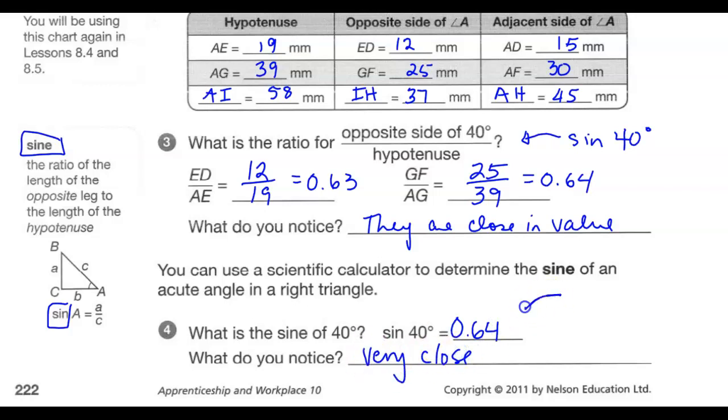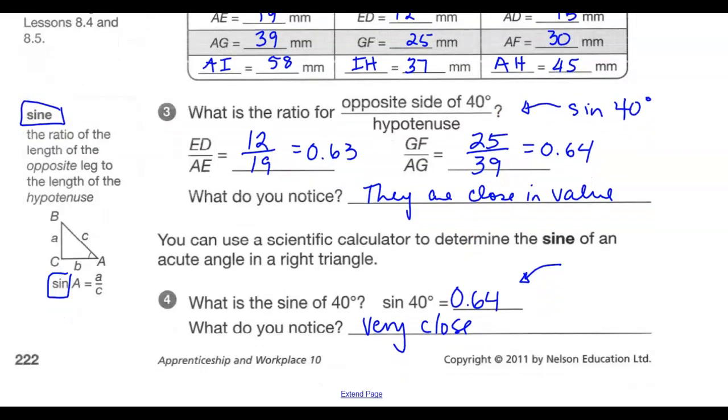The calculator has all these trig ratios stored in there. They're ratios. They're not measurements. We don't say that that value has any sort of millimeters or centimeters, because we are dividing millimeters by millimeters. So there's no units anymore. It's a ratio of sides.